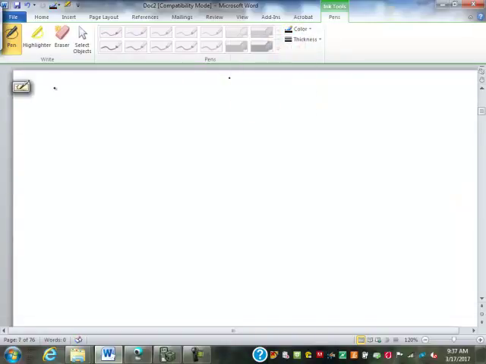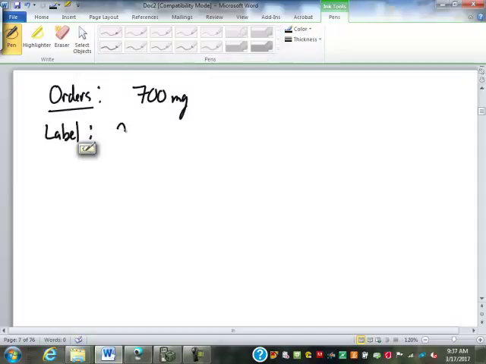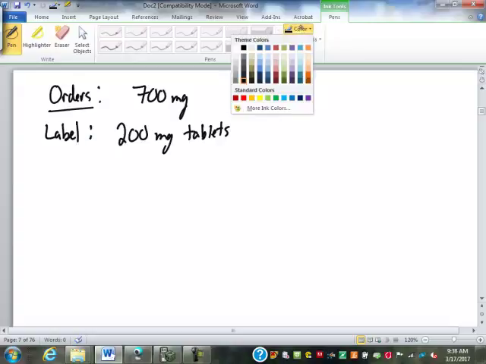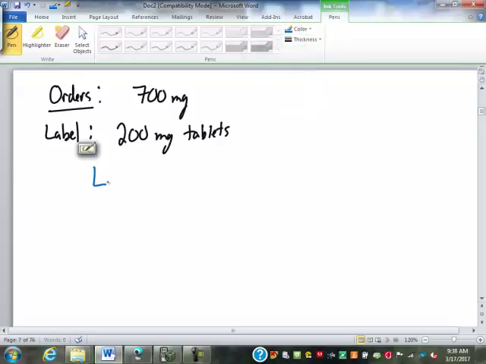So if we have a doctor that orders, well, let's start out with, let's say 700 milligrams of medication. And our label says 200 milligram tablets. We start out with the label. You can think of the label as being the on-hand dose and the vehicle.